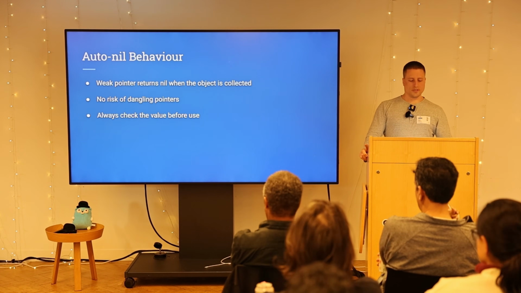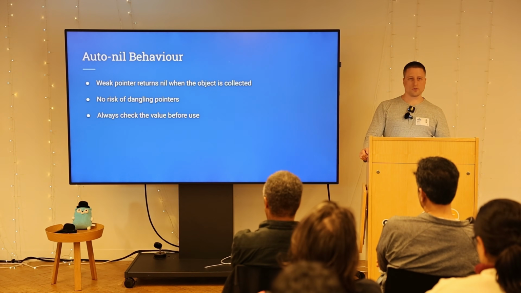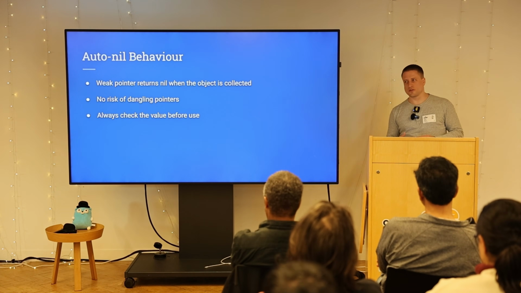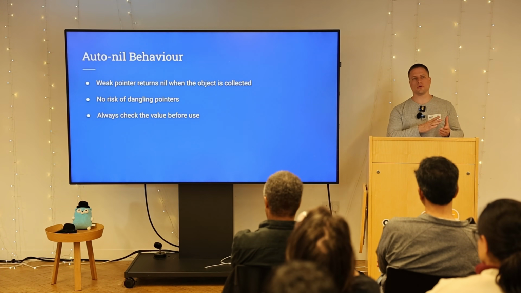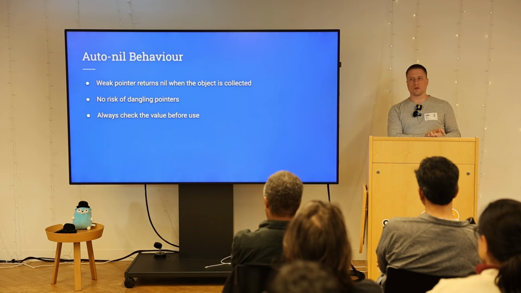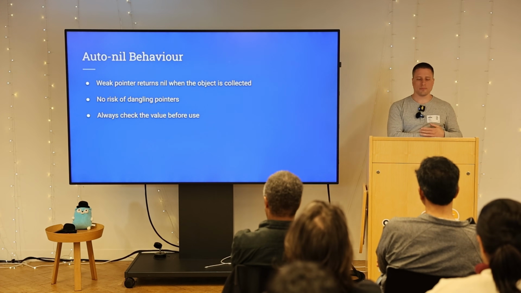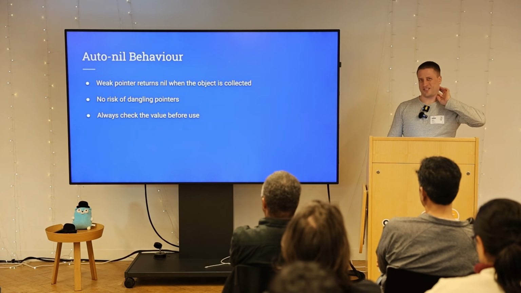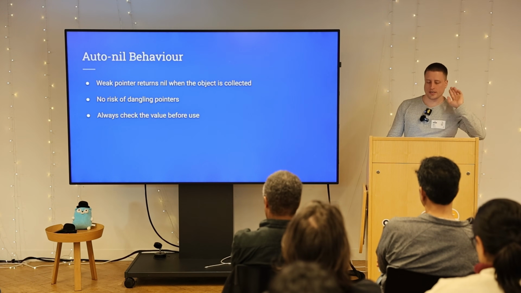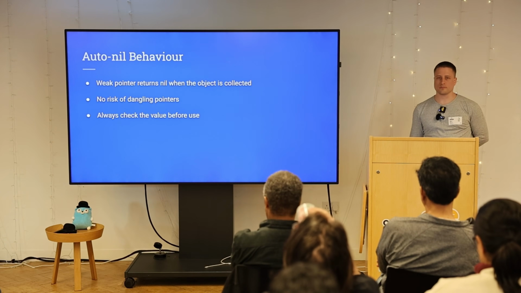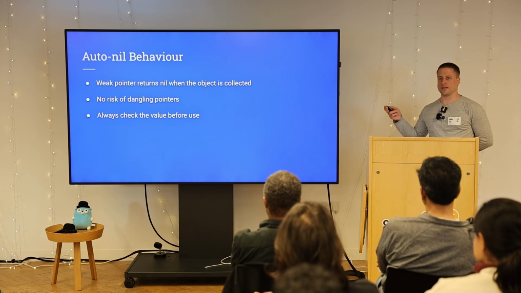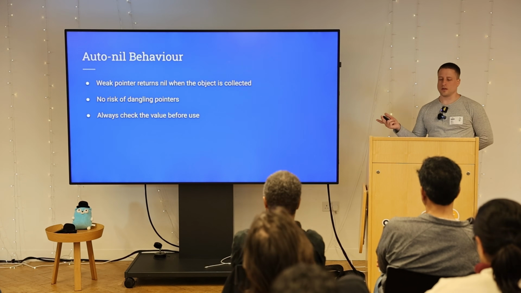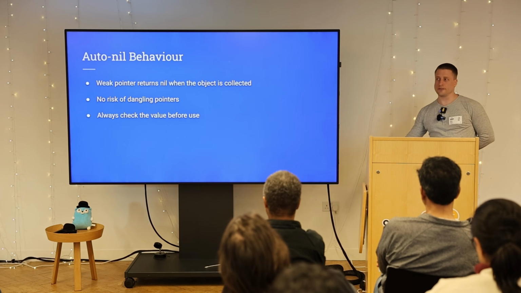So what this means is weak pointers return nil when the object has been collected. So there's no risk of dangling pointers. It can't return you a pointer that doesn't work anymore, a reference to invalid memory. It'll return nil, but that does mean you have to check whether or not it's returned nil before you can actually use it. So when you're using weak pointers safely, every time you call wp.Value, even if it's worked before, it's still worth checking whether or not it's returned nil.